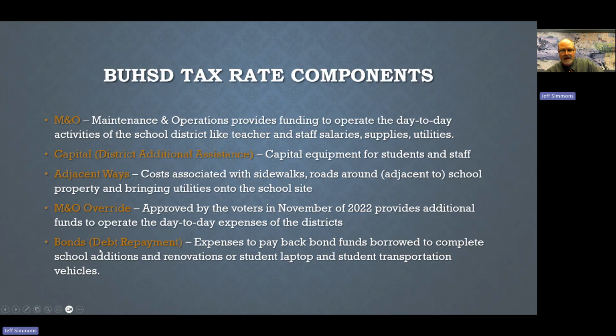And then bonds have also been approved over the years, and we have to pay those debts back to the investors that buy our school bonds. And so those expenses are paid back over time for school additions, renovations, student technology, and transportation vehicles.